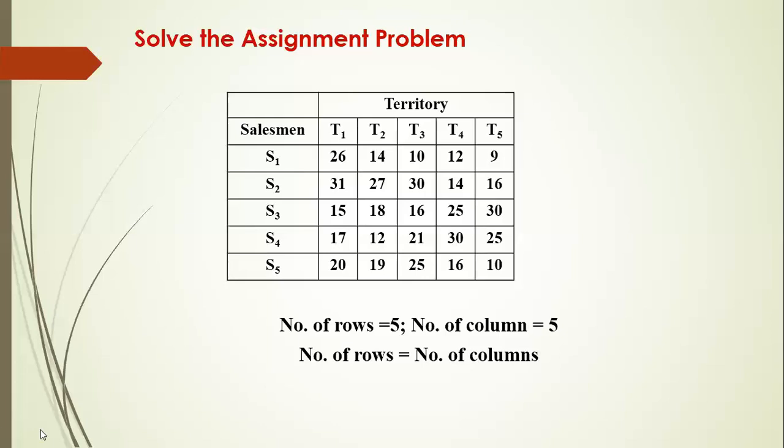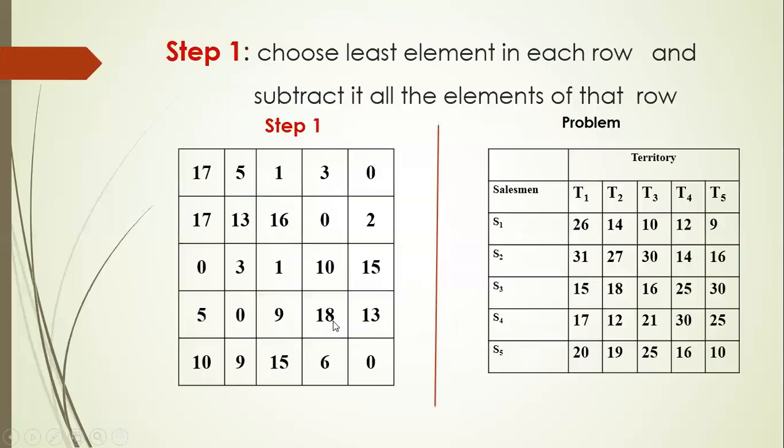Now we see the problem. Solve the assignment problem. This is a normal assignment problem because we did not mention maximization and there are no restrictions. Next, check that the assignment problem is a square matrix. First you have to check whether it is balanced or unbalanced. Balanced means the number of rows equals the number of columns. Here there are 5 rows and 5 columns, so this is a balanced assignment problem.